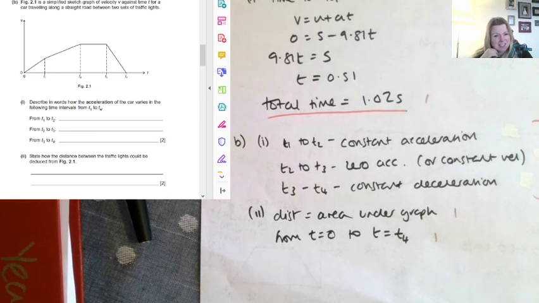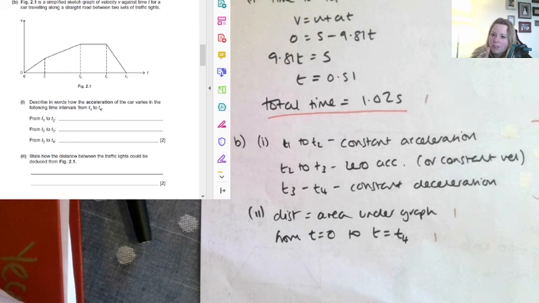So time of T0 is one traffic light, and then I can't see it, it's so tiny, T3 must be on, no, T4 on is the final traffic light. Oh, I can't get my words out, right? So describe in words how the acceleration of the car varies in the following time intervals.